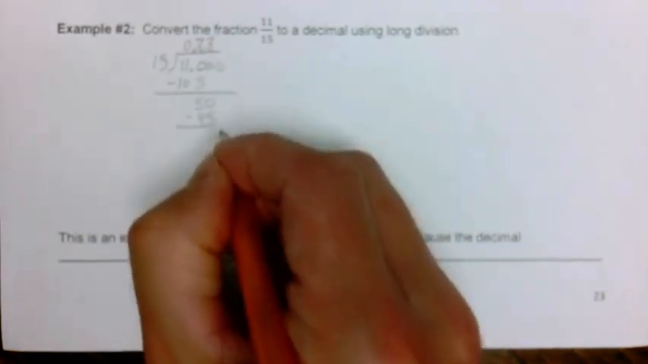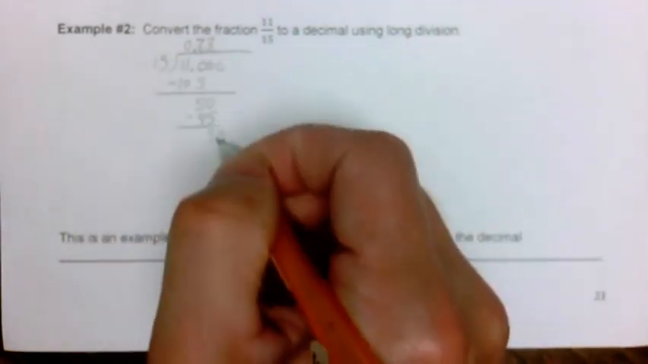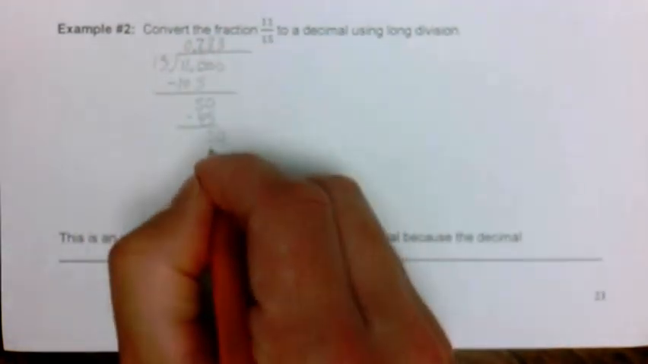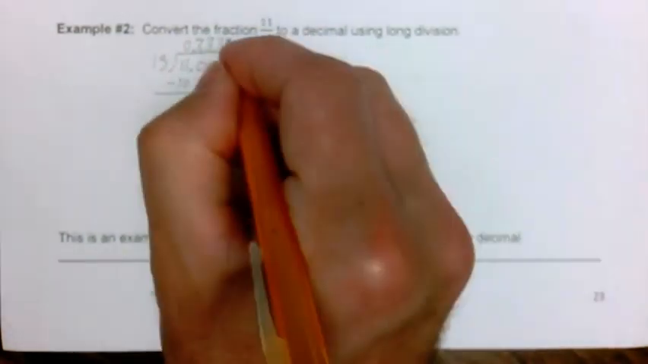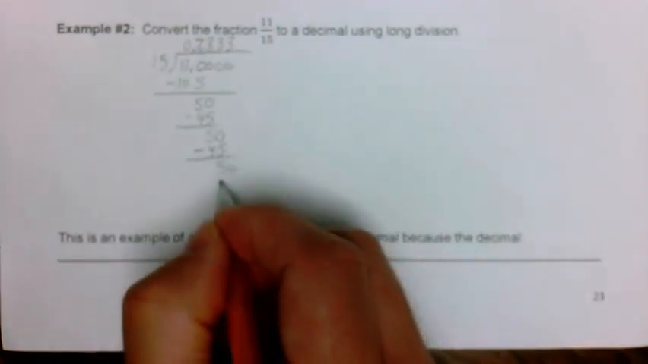We'll add a 0 and we'll bring it down. 15 again goes into 50 3 times, which was 45. Our difference again is 5. Add a 0 and bring it down. And there's that 50 again. 15 goes into 50 3 times. And I think we see what's happening.